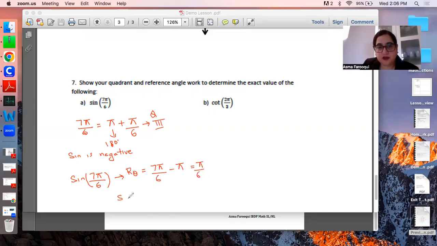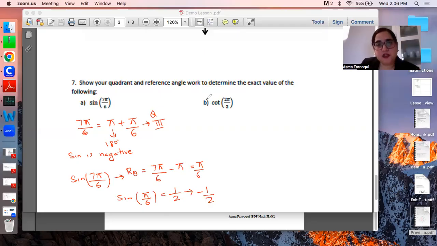So sine pi over 6 is nothing but sine 30, and sine 30 is half. Now since it's in the third quadrant, the answer is going to be negative half. This is how you solve these types of questions.